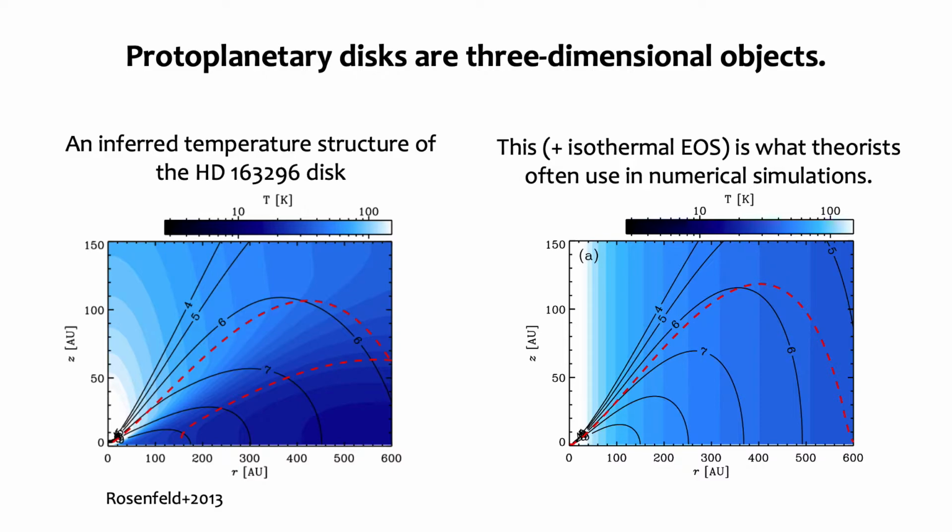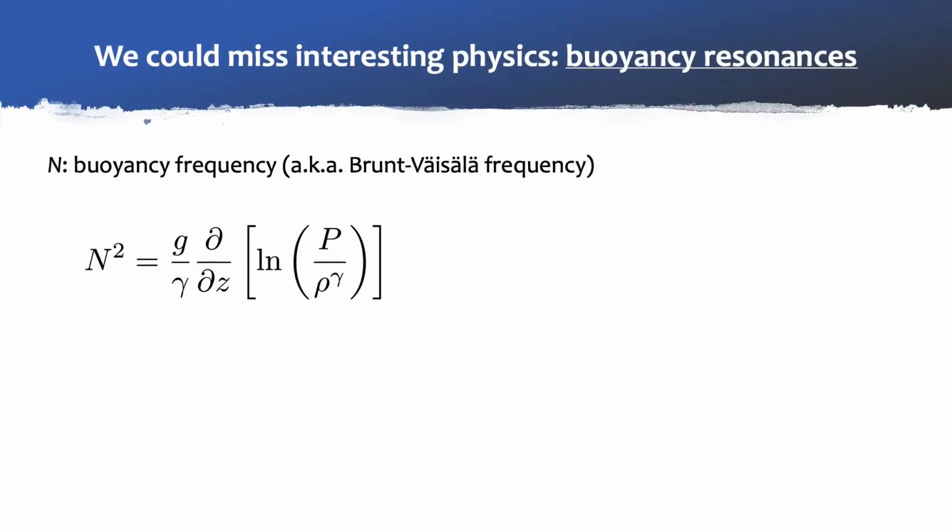And of course, because we don't solve the energy equation, most of the time this means that simulations run faster than otherwise. But what I'm going to tell you here is that by imposing such a simplistic thermal structure in numerical simulations, we can miss some interesting physics. And this is one example, buoyancy resonances.